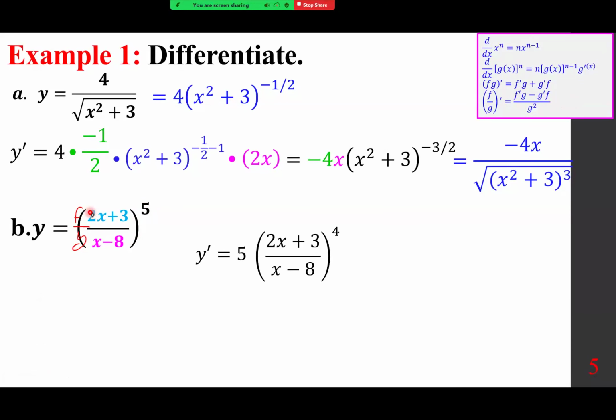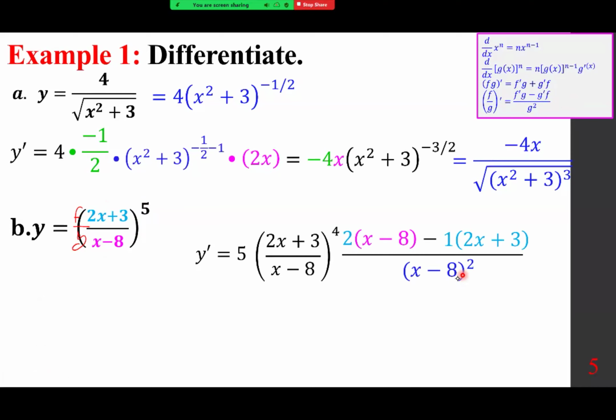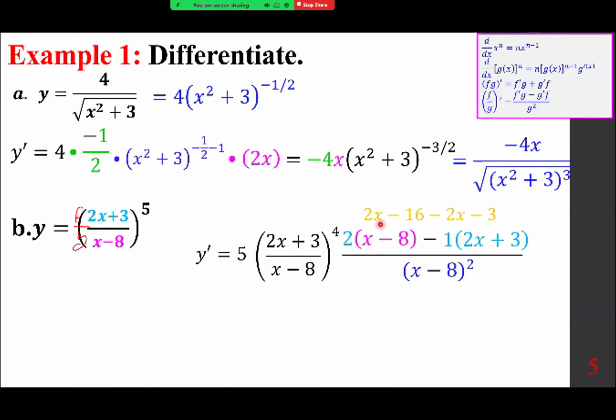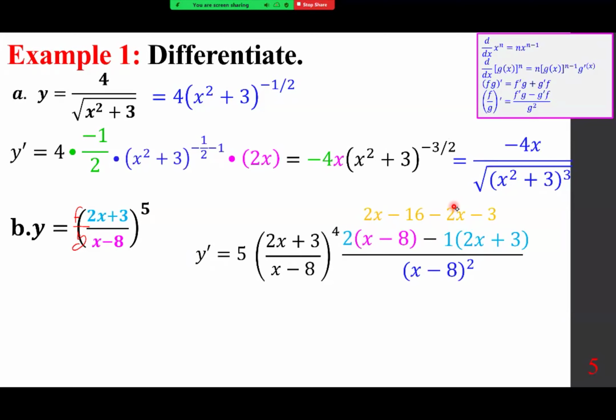So the derivative of the top is 2 times x minus 8, minus the derivative of the bottom, which is 1 times 2x plus 3, and you just write the bottom squared. You distribute, you get 2x minus 16, you get minus 2x minus 3, and 2x cancels out the negative 2x. You get negative 19. And you can go to the final answer.